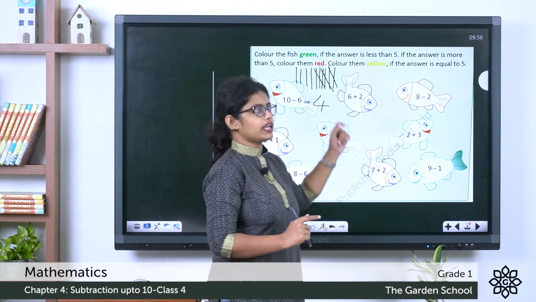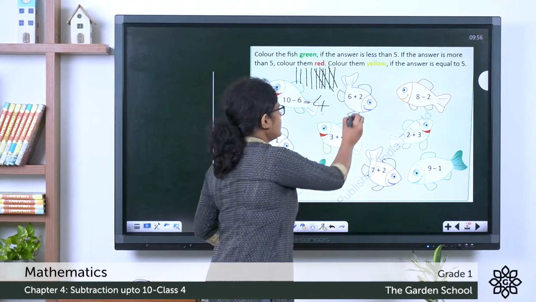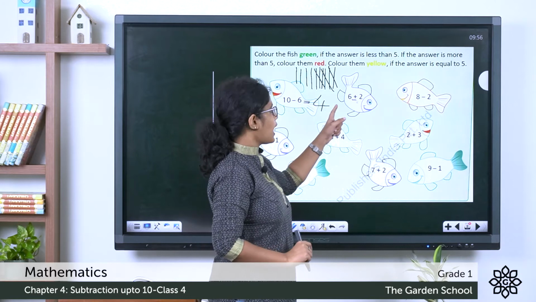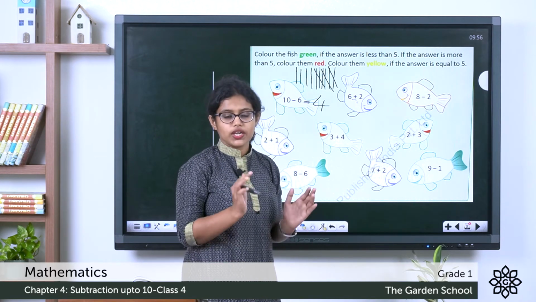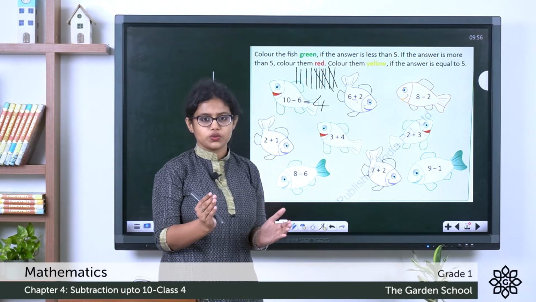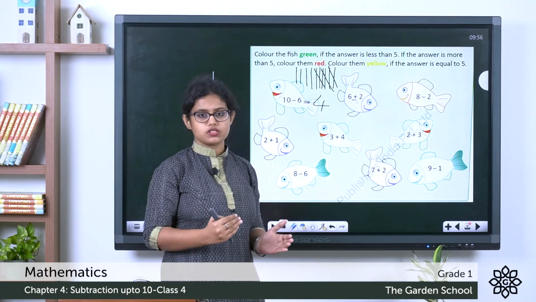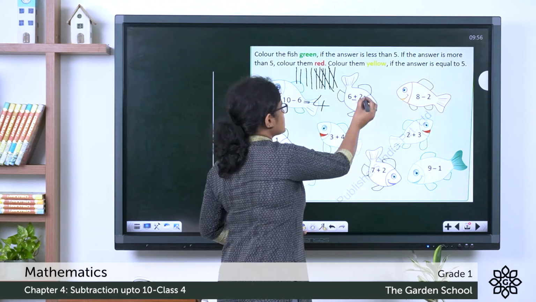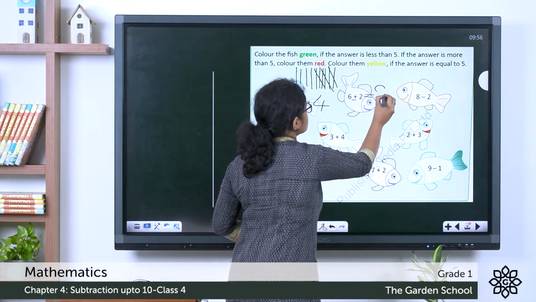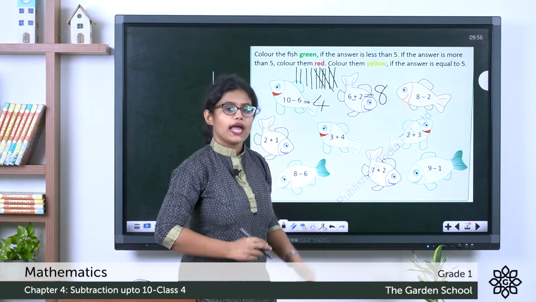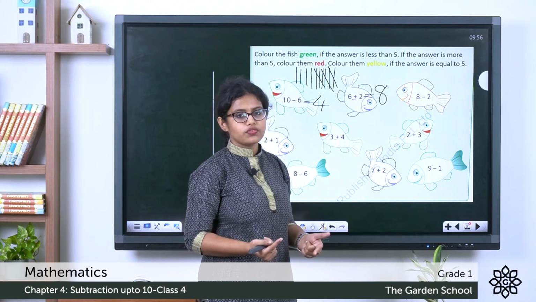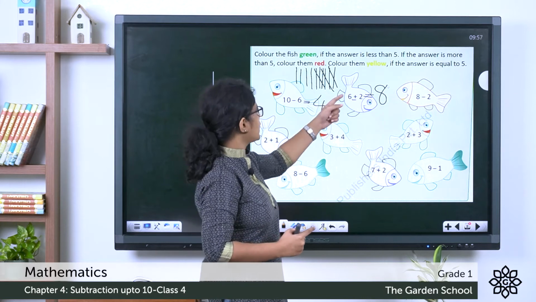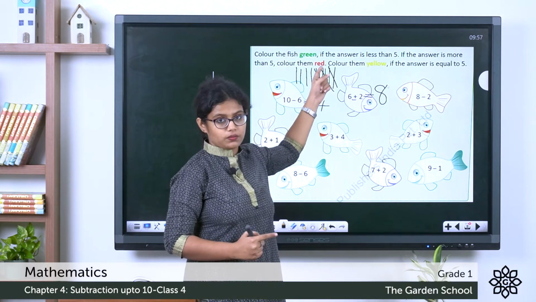Okay, let's see the next one. What is the sign? The sign is plus. So it is addition. So you have to add 6 plus 2. Imagine you have 6 apples with you, and I give you 2 more apples. How many apples do you have? You have 8 apples. So 6 plus 2 equals 8. And is this 8 more than 5 or less than 5? It is more than 5. So you can color this fish red.